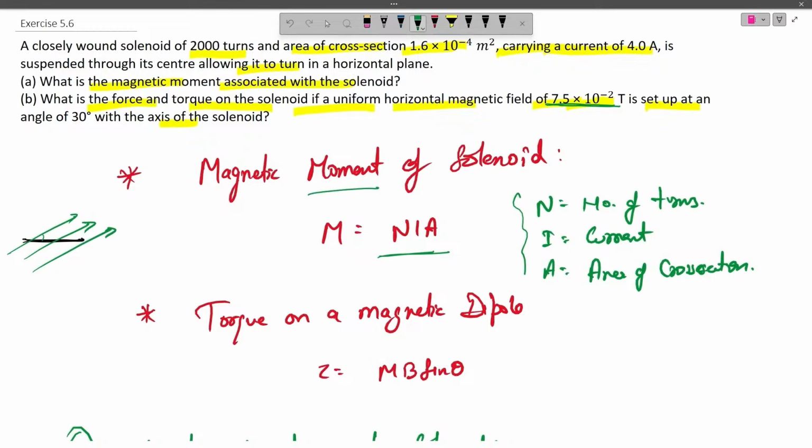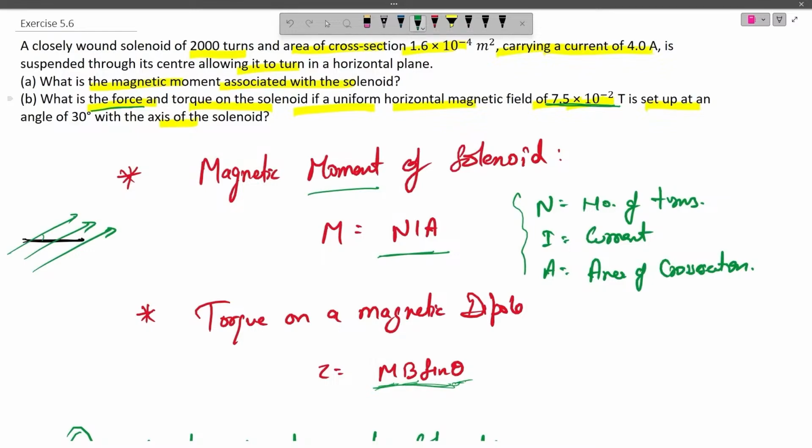The second question asks what is the force and torque on the solenoid when this magnetic field is set up. Torque on the magnetic dipole is given by mB sin theta, where m is the magnitude of the magnetic moment, B is the magnitude of the magnetic field, and theta is the angle between the magnetic moment and the magnetic field, and here theta equals 30 degrees. We also need to tell what is the force on the solenoid.